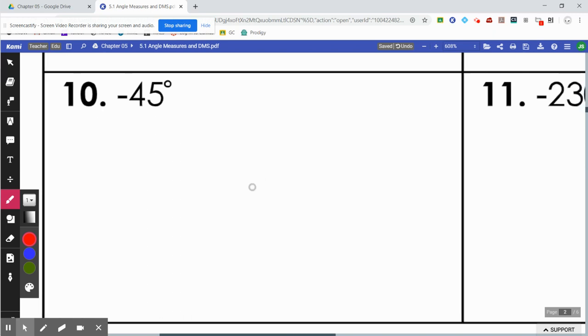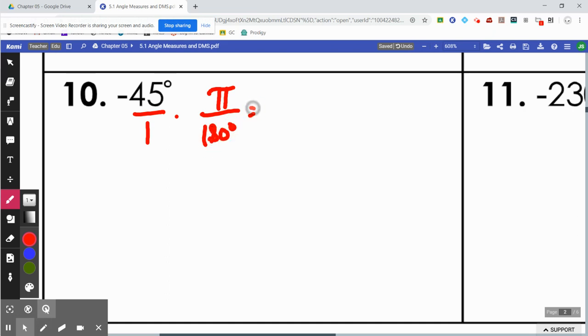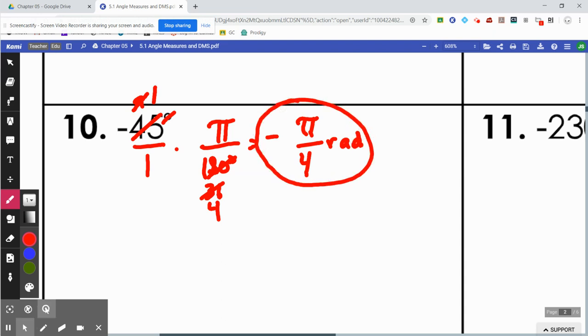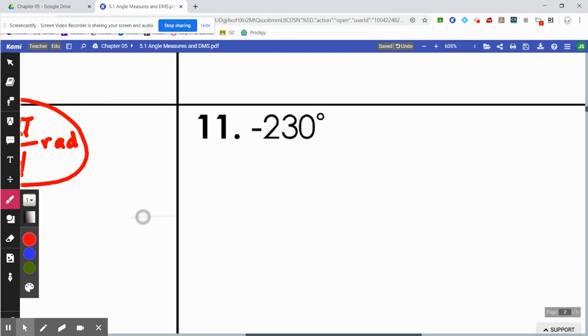Number 10, negative 45 over 1. Multiply by pi over 180. The degree measures cancel. Go ahead and leave your negative. 45 and 180 we can reduce by 5. That leaves you with a 9 and a 36. You can reduce it again by 9. That leaves you with a 1 and a 4. So we're left with the negative, which I've already written down, the pi on top, the 4 on bottom, and that is in radians. And if you were to do pi divided by 4, that does give you 180 divided by 4, which is 45.